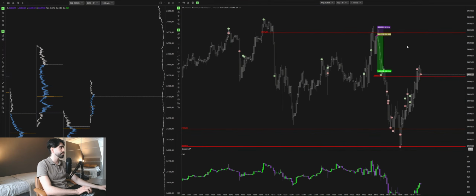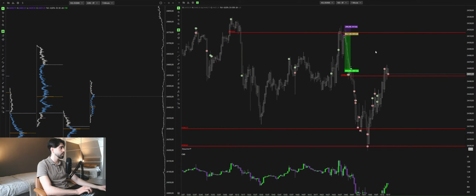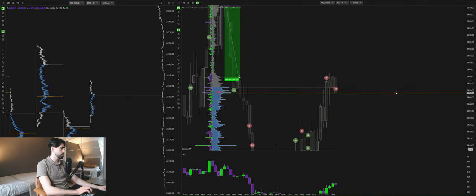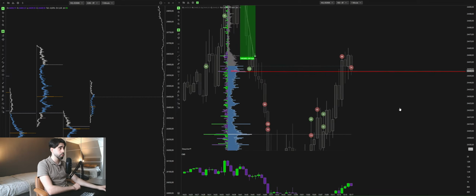I looked at the price action and CVD. But it was a value area high, short back to value area low and POC. But we took profits at POC.